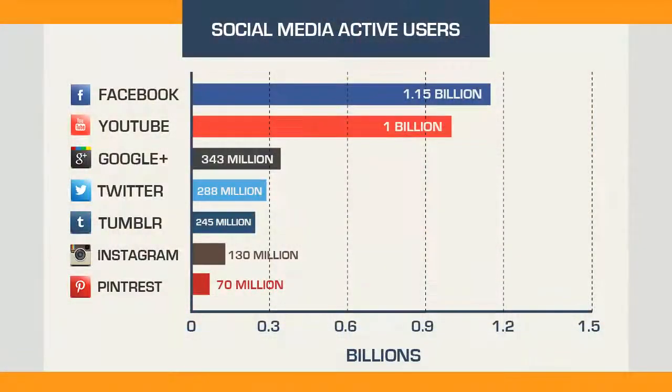Here's a few stats to open up the conversation. We look at active users. Facebook is at 1.15 billion, YouTube at just about a billion, Google Plus at 343 million, and Twitter clocking in at 288 million. That's a lot of users, so there's clearly quite a bit of audience here, and so you need to have a social media strategy so you can get in front of some of those viewers.